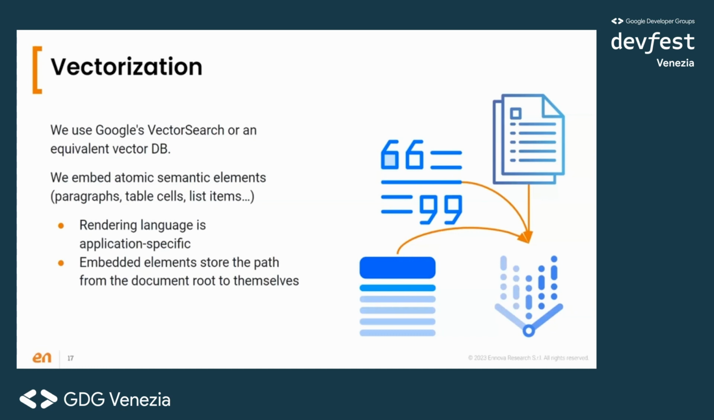In our case, we usually chose to embed atomic elements. So for example, for tables, we embed each cell separately, or for lists, we embed each item separately to get the smallest amount of context that we need to have a good embedding.